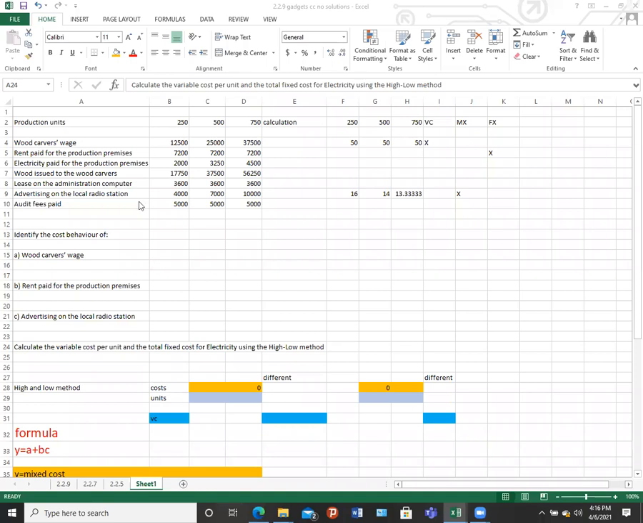Okay, question 2, guys. We are required to calculate the variable cost per unit and the total fixed cost for electricity using the high and low method, guys.